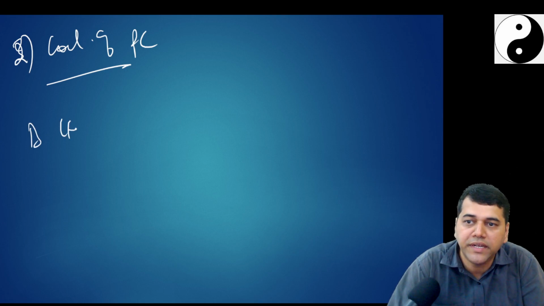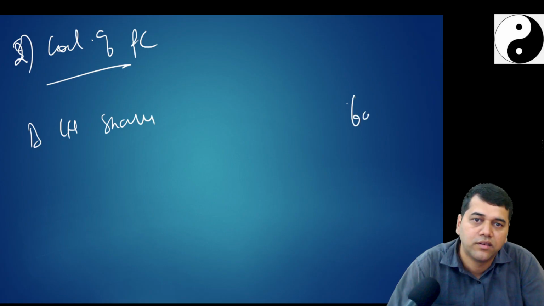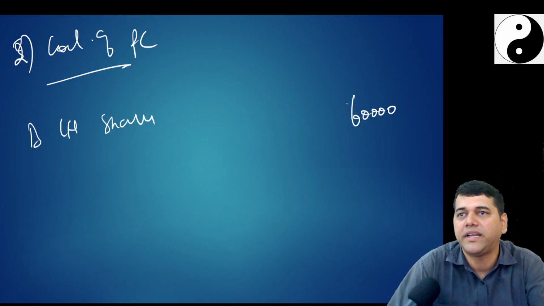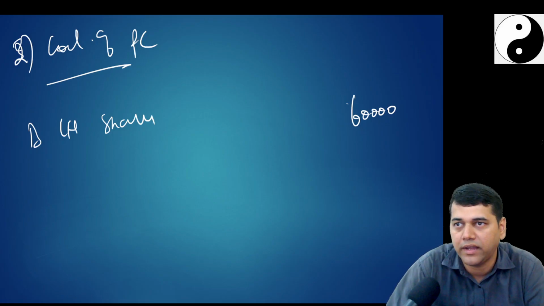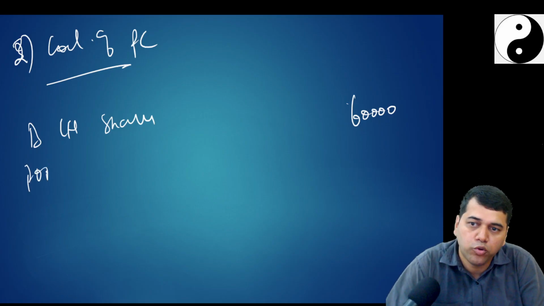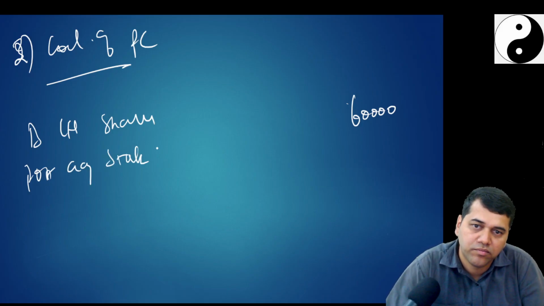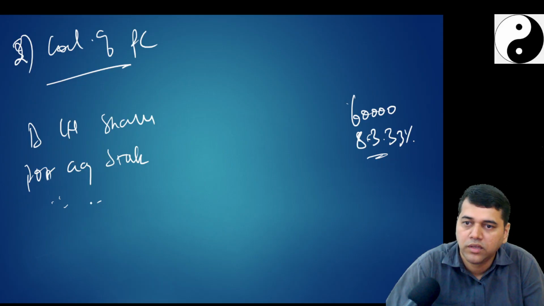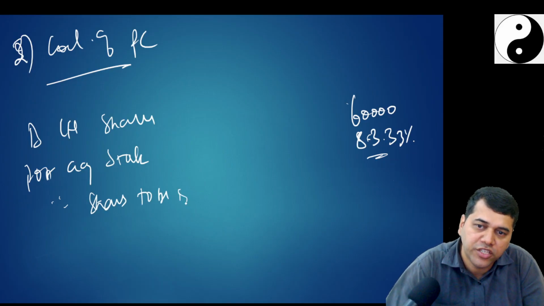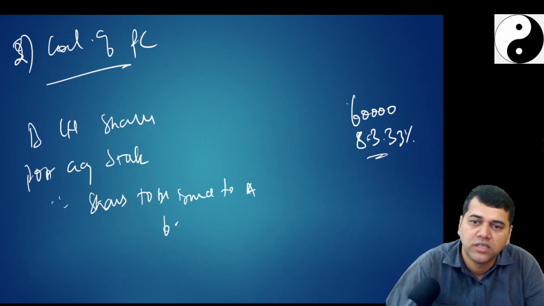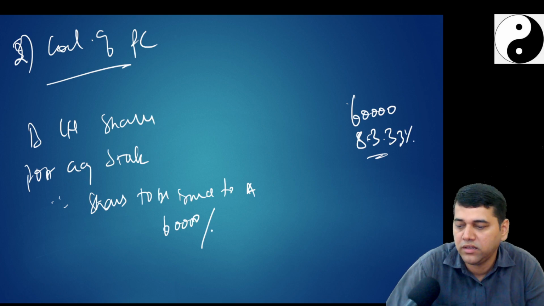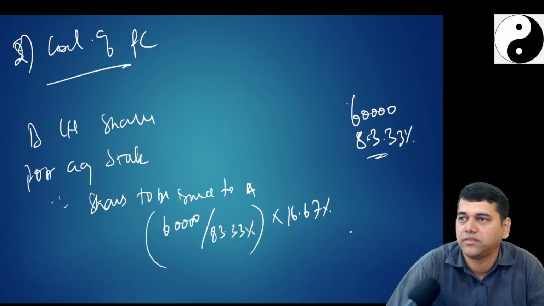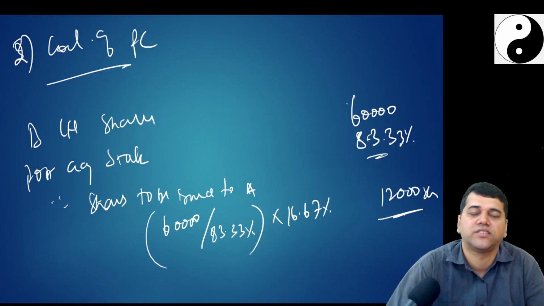What is your B Limited shares? 60,000. You'll write some small theory. It is assumed that B will maintain the same percentage of stake in the post acquisition of combined entity. What is post acquisition stake? 83.33%. Therefore, shares to be issued to A, how much? 60,000 divided by 83.33% multiplied by 16.67%. So you get 12,000 shares.